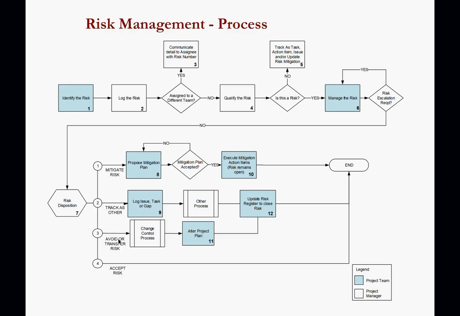So, as a PMO person, your major job actually is to develop this process. If there is no process on the project you're going on, you have to identify the risk and log the risk in. So when we have a workshop, we identify the risk and we have to log it in. You can see it's assigned to a different team. If the risk is assigned to a different team, then communicate details to the assignee with the risk number.